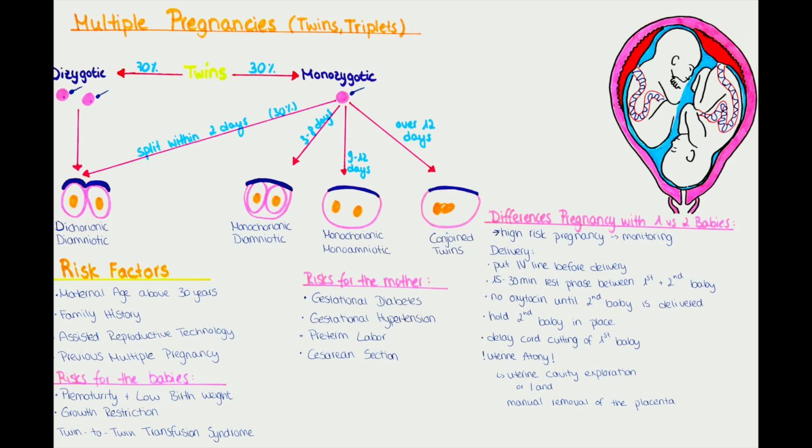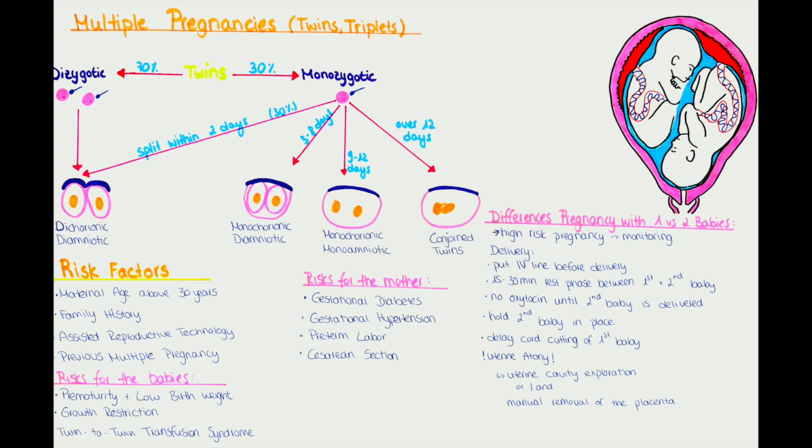In this video, we will talk about multiple pregnancy. Multiple pregnancy, also known as multiple gestation, is characterized by the presence of two or more fetuses in the uterus at the same time. The most common type of multiple pregnancy is a twin pregnancy, but it can also involve higher order multiples such as triplets, quadruplets, or more.